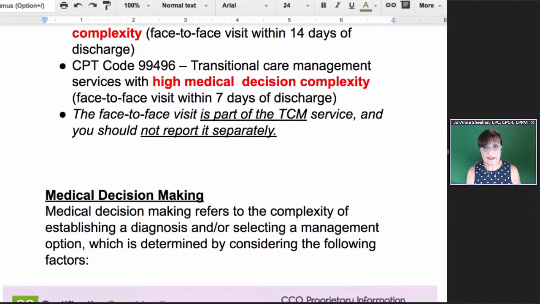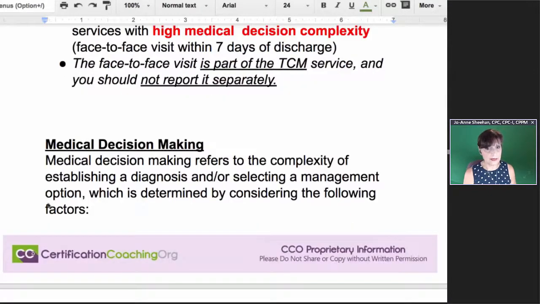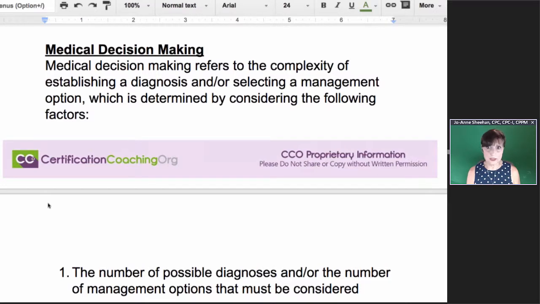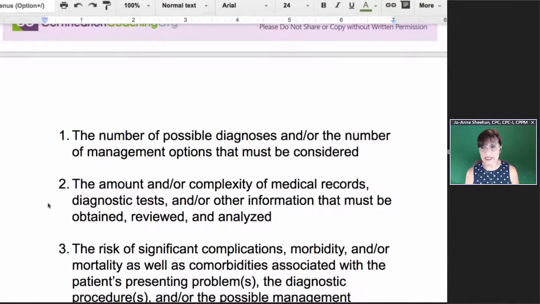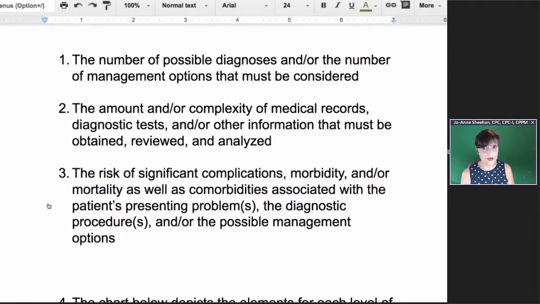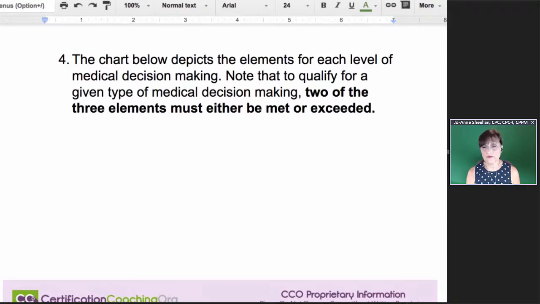Medical decision-making refers to the complexity of establishing a diagnosis and selecting management options, which is determined by considering the following factors. The first one is the number of possible diagnoses and or the number of management options that must be considered. And then the amount and or complexity of the medical records, diagnostic tests, and or other information that must be obtained, reviewed, and analyzed. Then the risk of significant complications, morbidity, and or mortality, as well as comorbidities associated with the patient's presenting problems, the diagnostic procedures, and or the possible management options. So there's a lot to consider when you are coding for the TCM.